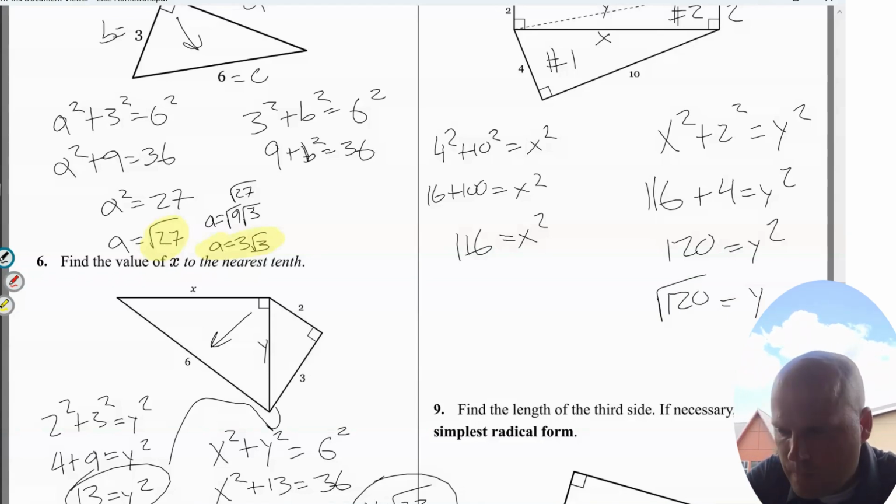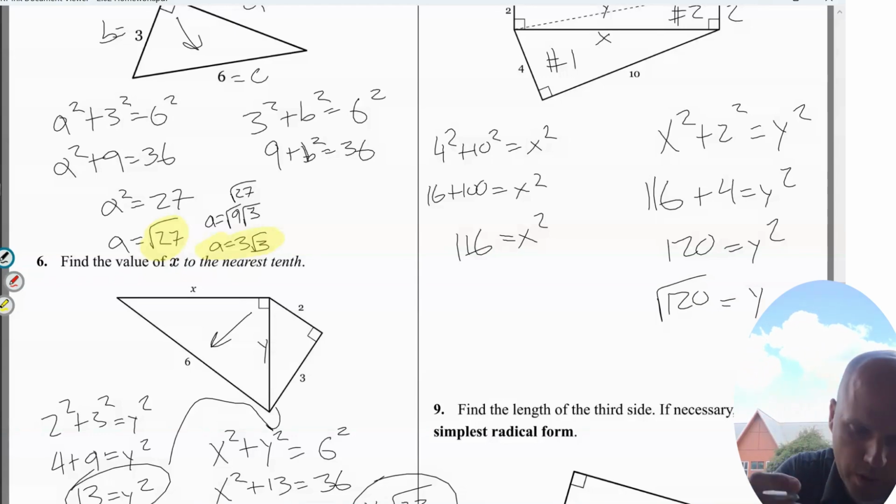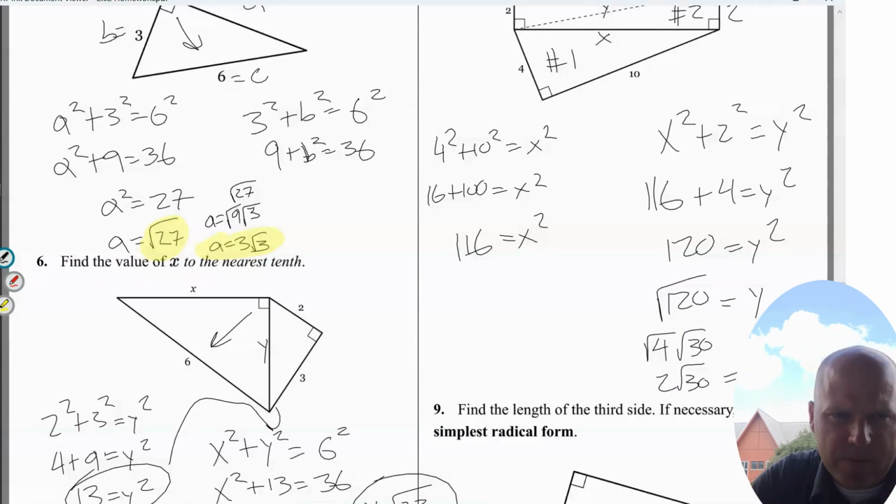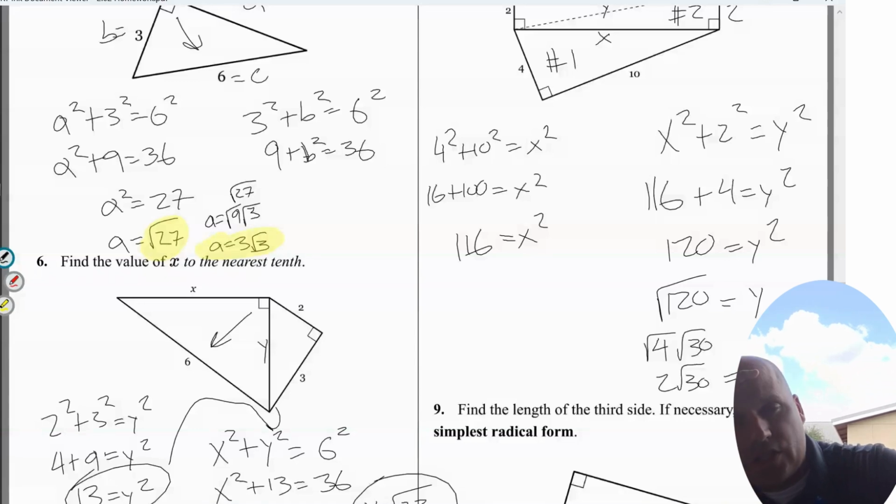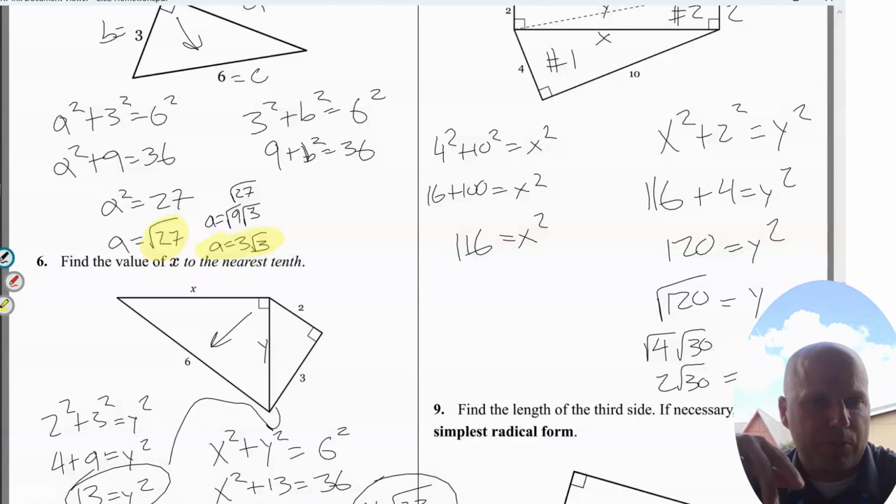What's a big perfect square? I know 4 works, but sometimes you've got to be careful, because if we choose 4, can we get another perfect square out of 30? 4 doesn't go into 30. 9 doesn't go into 30. 16 doesn't go into 30. So this would be simplest radical form, 2 root 30.